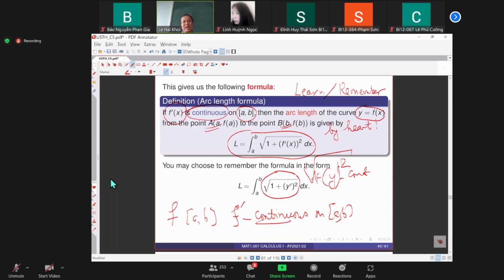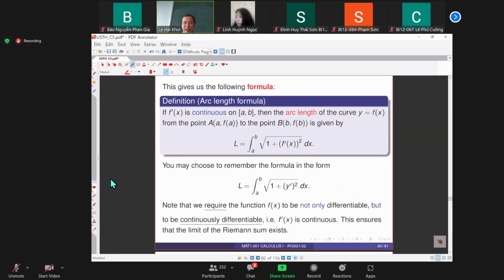You have to be sure that f prime is continuous, not f. F is surely continuous because the derivative exists; differentiable implies continuous. But f prime existing only gives you the fact that f is differentiable and continuous. Whether f prime itself is continuous or not, we don't know. That's why we need this assumption to apply the arc length formula. So pay attention to that.